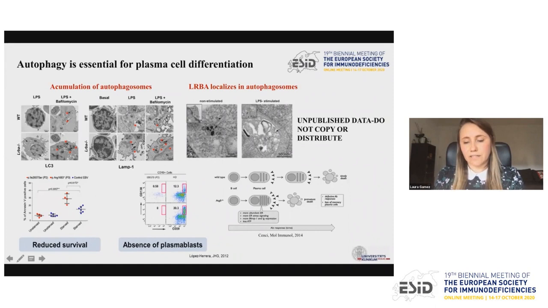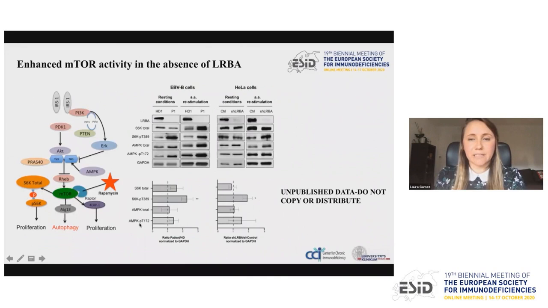And this is supported by previous findings from 2014 demonstrating that autophagy is an essential process needed for the B cells to differentiate into plasmablasts. Finally, when we evaluate the mTOR activity by Western blot in EBV cells from healthy donor and patient and HeLa cells, wild type and lacking LRBA, we observed that there was a hyperphosphorylation of the S6 kinase in the absence of LRBA in comparison to the wild type controls, in addition to a hyperphosphorylation of AMPK. These proteins or this signaling cascade are important for the initiation of autophagy. All these data together suggest or contribute to the abnormality of autophagy.